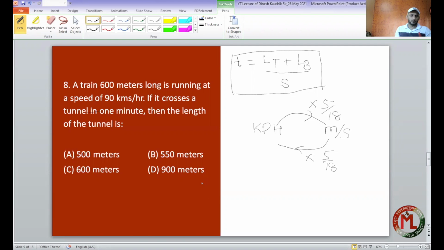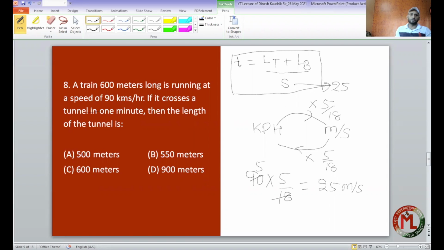Fine. So use this formula. What is the speed? Speed is equal to 90 kilometer per hour. So 90 kilometer per hour can be written as 90 into 5 upon 18. That is equal to 25 meter per second. I hope it is clear to you. So here speed is 25.